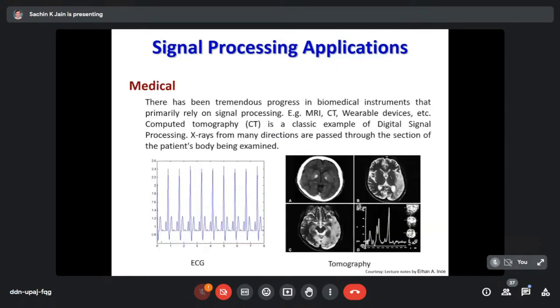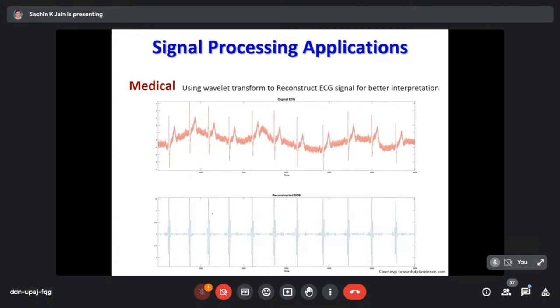In medical, we know about MRI, CT scan, and wearable devices nowadays which can capture ECG signals, your pulses, everything. So tomography, all these are examples of signal processing. Suppose this is your original EEG signal that we have obtained. Through signal processing, we can reconstruct it for a better representation, so that interpretation can be done in a good way.